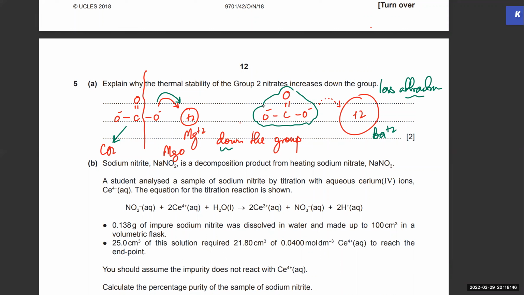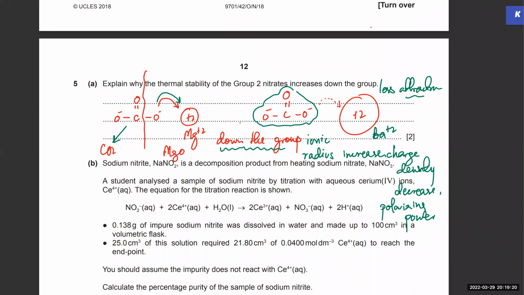So what you have to write is, down the group, that's the first thing, ionic radius increases, or cationic radius increases. So what happens is charge density decreases, and polarizing power decreases as well. So the carbonate ion becomes more stable.